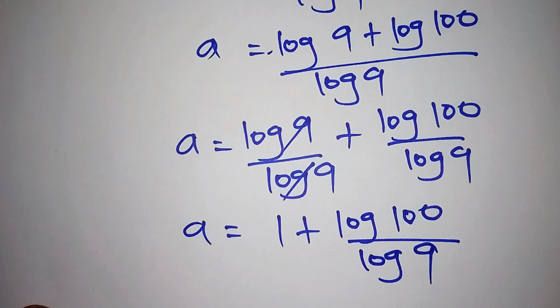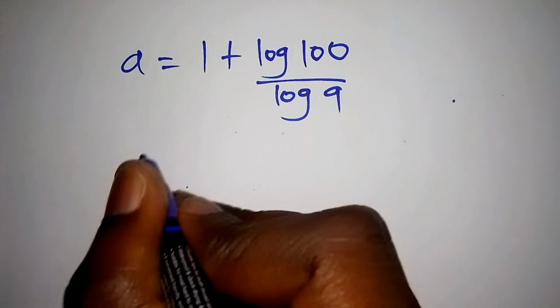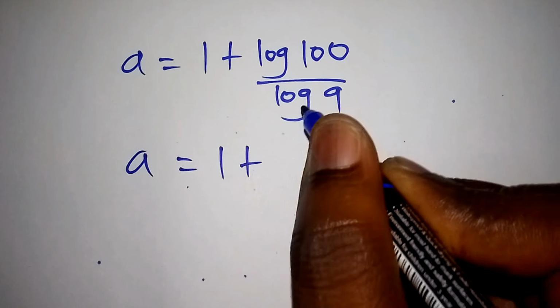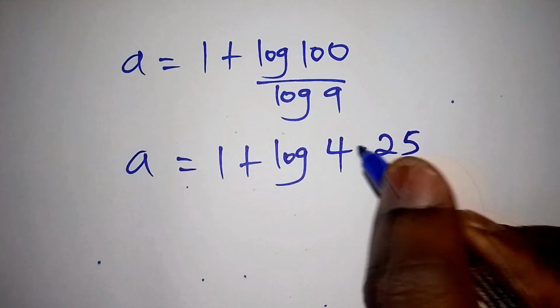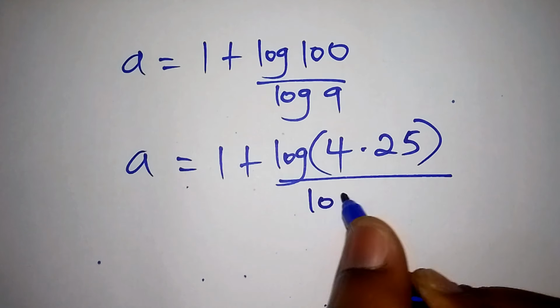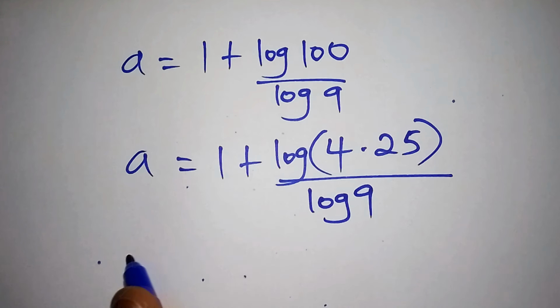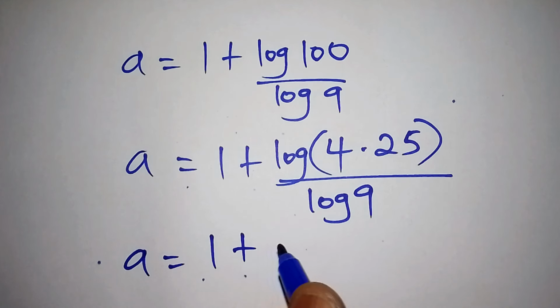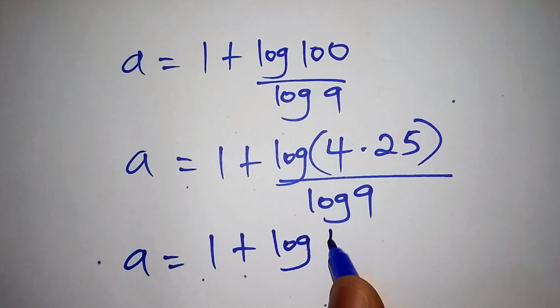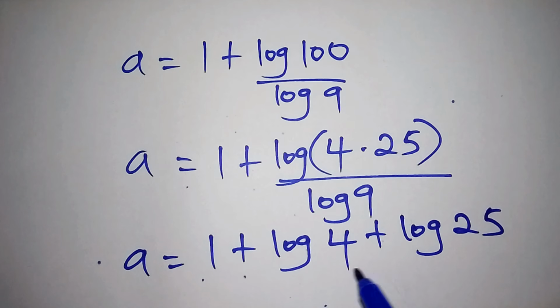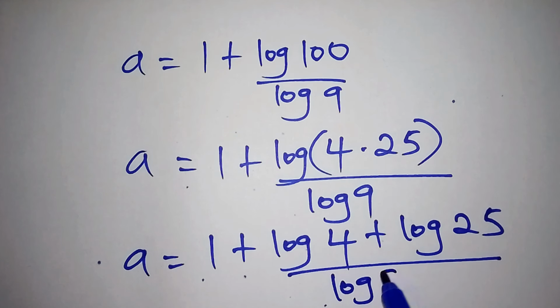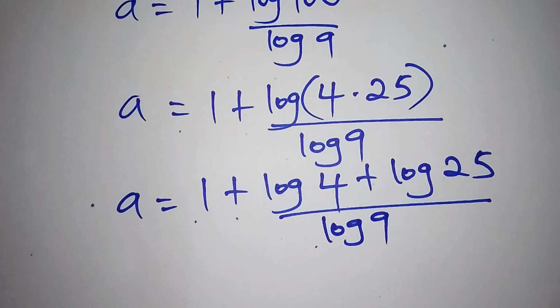Our calculation doesn't end there because we still need to factorize log 100 all over the log of 9. When you factorize it, we shall remain with a is equal to 1 plus, the log of 100 can also be written as the log of 4 multiplied by 25, all over the log of 9. So our a here is equal to 1 plus the log of 4, plus the log of 25, then all over the log of 9, meaning that we shall divide both terms by the log of 9.